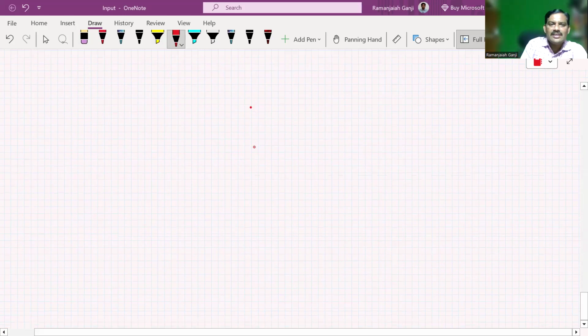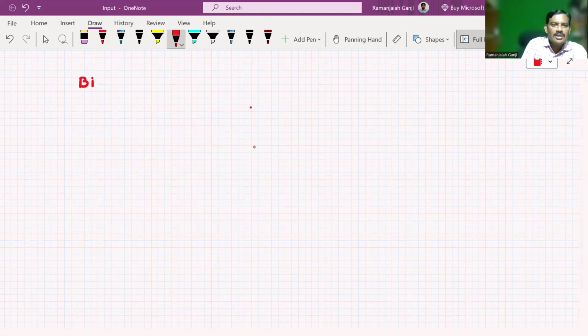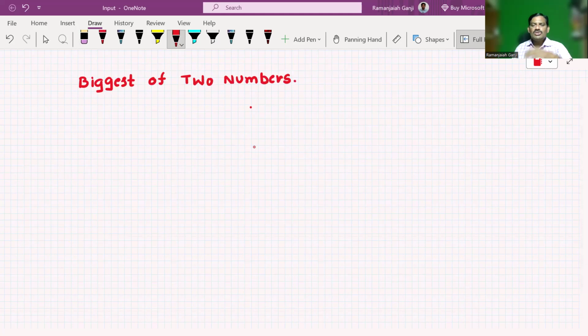I want to find the biggest of two numbers. Up to now, we have seen only the flowcharts in terms of sequential execution. What is sequential execution? One after another. One after another.